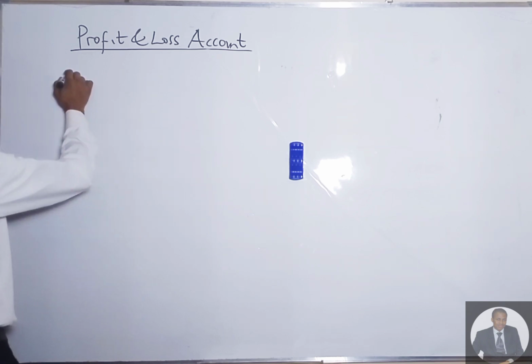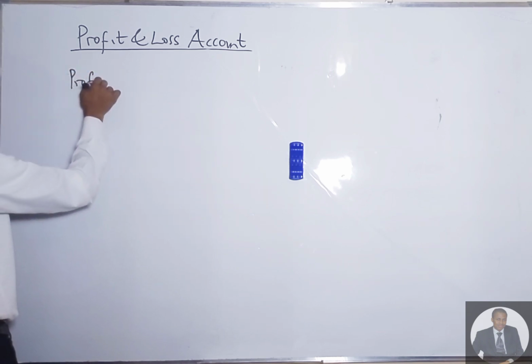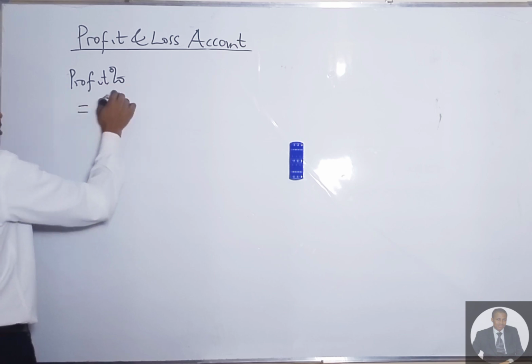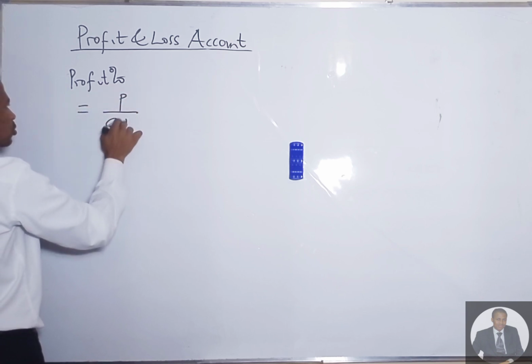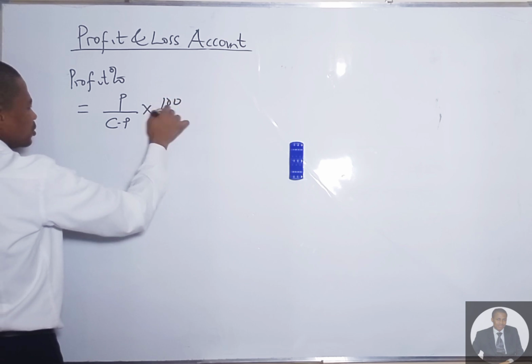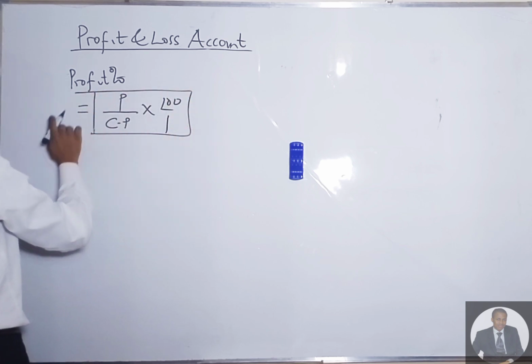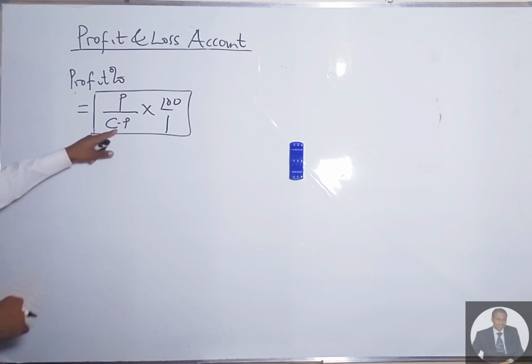Now there's something called profit percent or gain percent. Profit percent is your profit over your cost price times 100 over 1. Profit percent is your profit over cost price times 100.